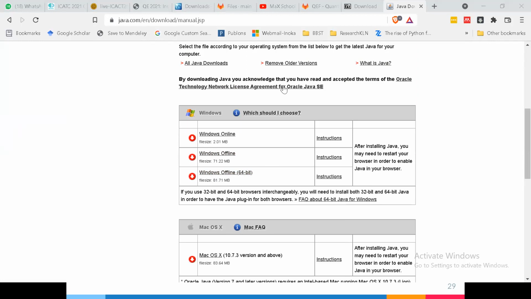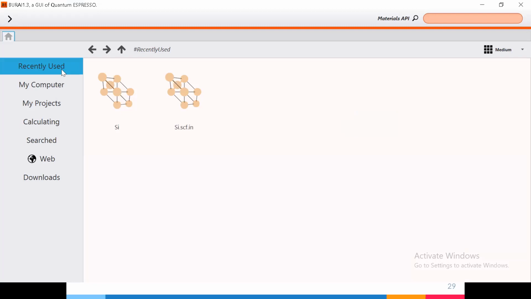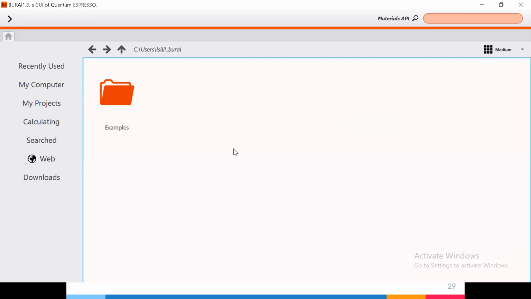If you are having problems, I can also try to see whether I can interface with your computer through the remote control that is available in Zoom. So I would suggest that you try to do what I'm doing here and then see what problems you face when you're doing this.